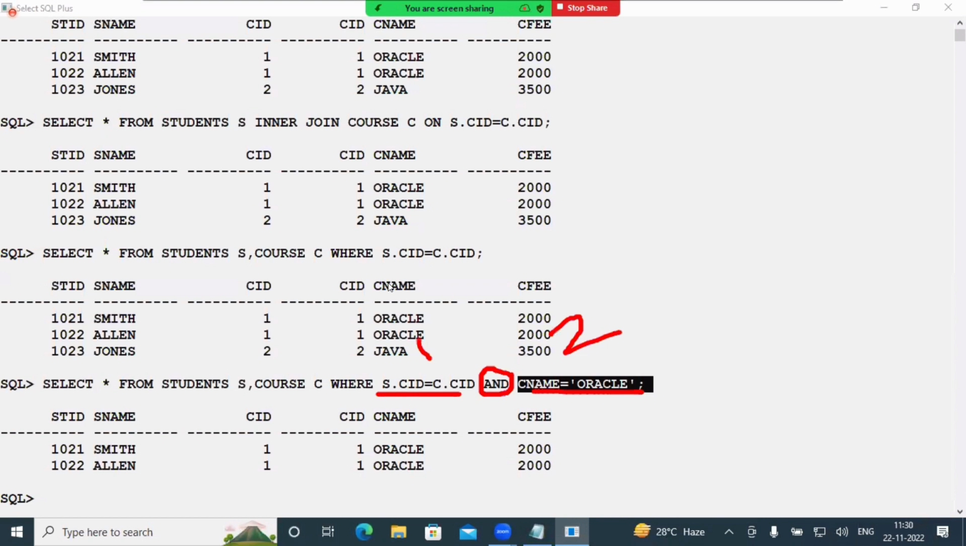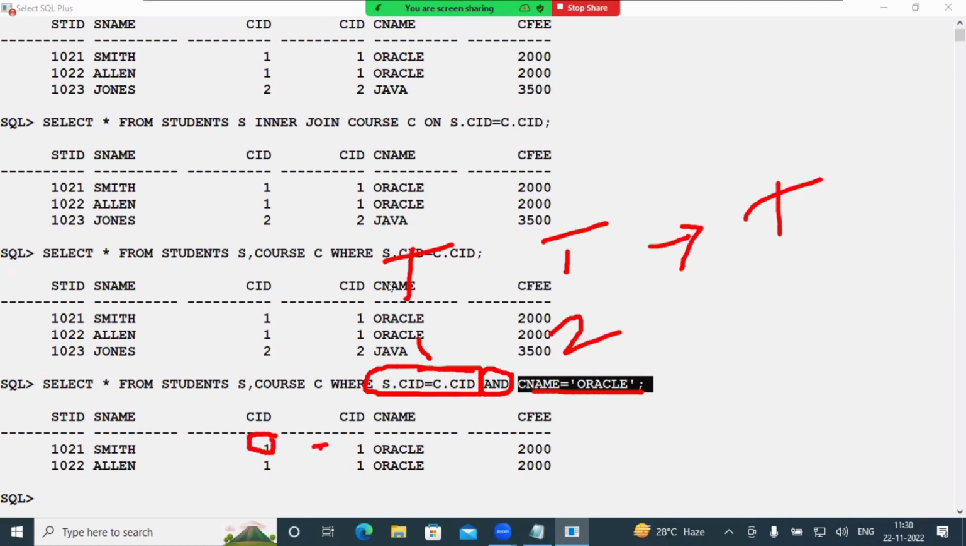Come on, guys. AND operator, when does it return true? When both conditions are true. First condition true, second condition also true, then true.